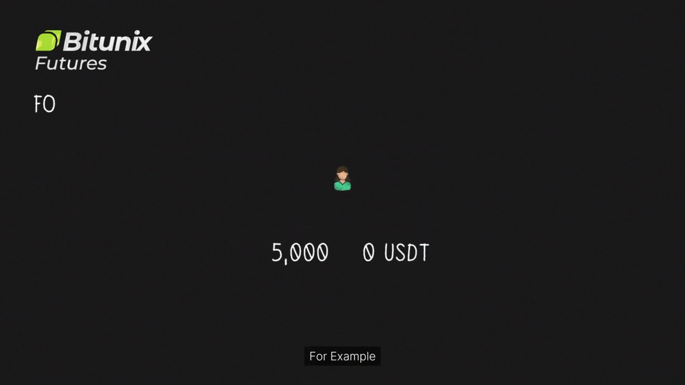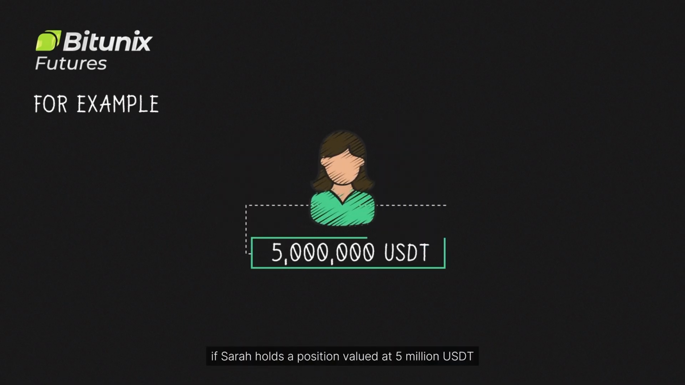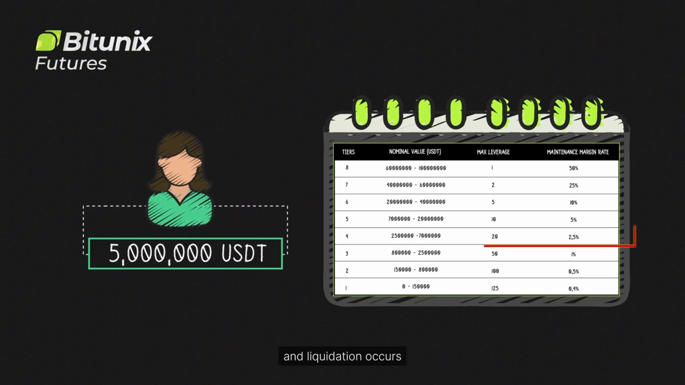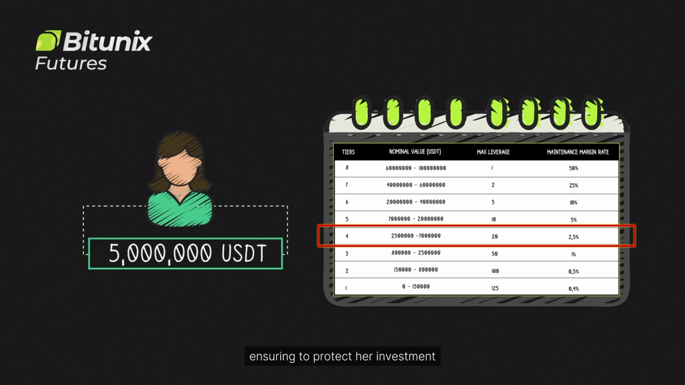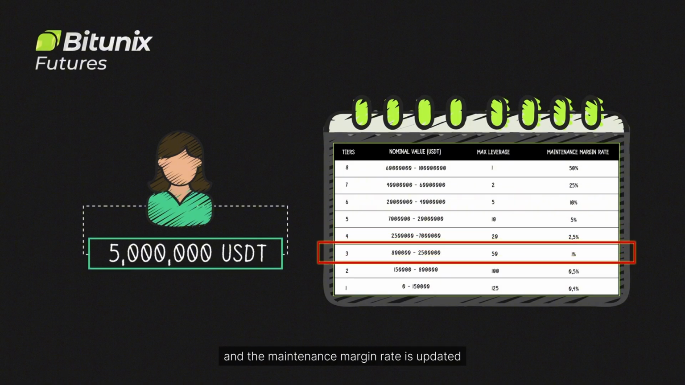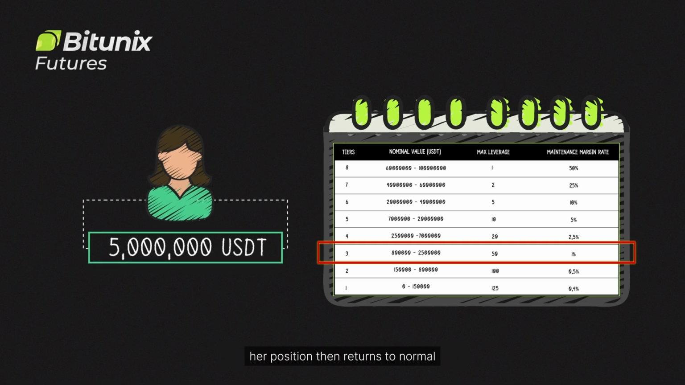For example, if Sarah holds a position valued at 5 million USDT with a risk limit tier of 4, and liquidation occurs, the system will take action. It will reduce her position to lower the risk limit to level 3, ensuring to protect her investment. After this adjustment, Sarah's risk limit moves to Tier 3, and the maintenance margin rate is updated. Her position then returns to normal.